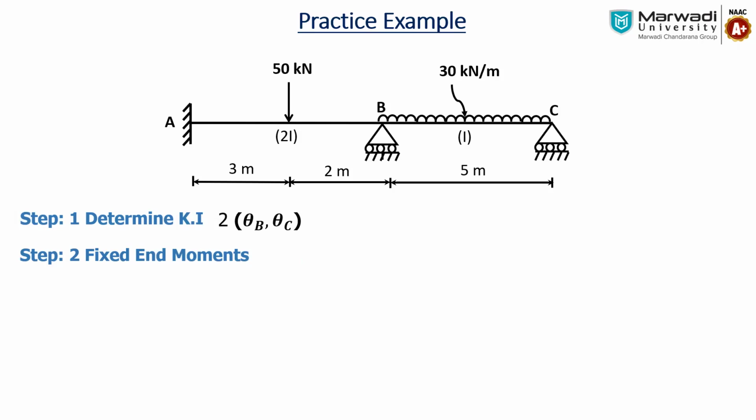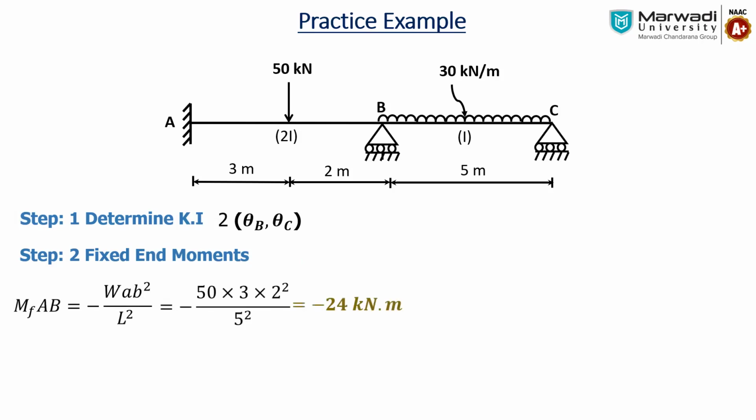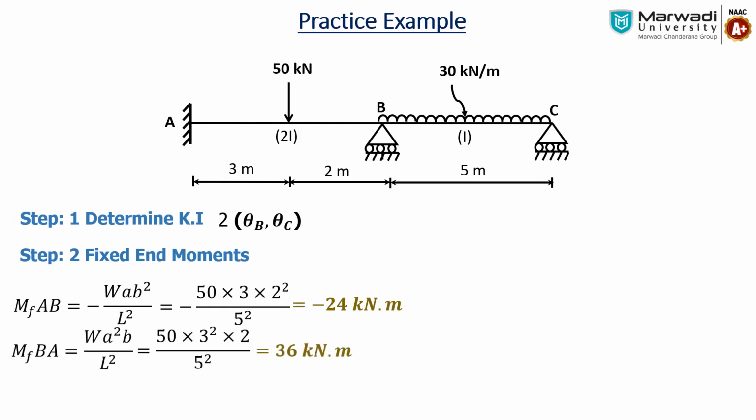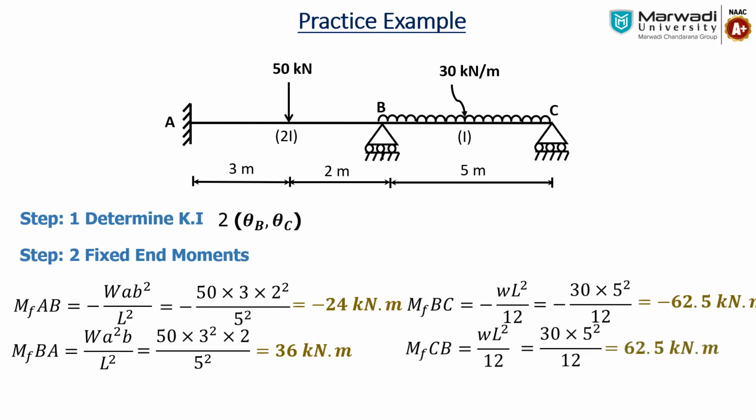As per our sign convention, we are considering clockwise moment as positive, anti-clockwise as negative. And what is the equation? Minus W a b square by L square. If we apply the values, we will get minus 24 kilonewton meter on the left hand side and 36 kilonewton meter on the right hand side. Similarly, for MFBC and MFCB, the answers will be minus 62.5 and 62.5. So this is the fixed end moment, which we have applied in the fixed beam cases also. In a similar way, we have to find the fixed end moments over here.